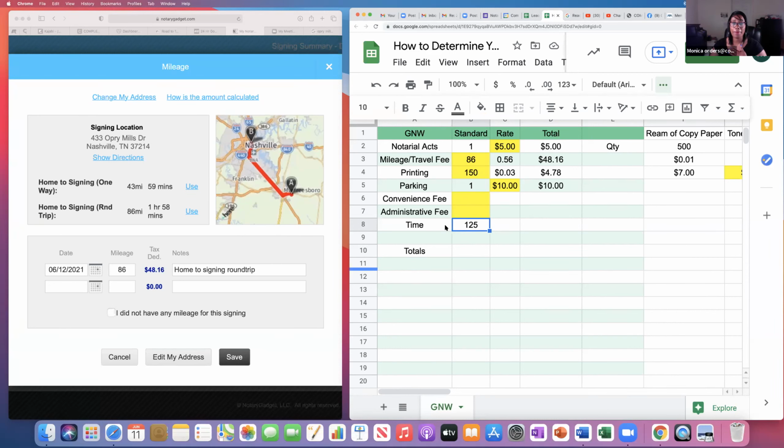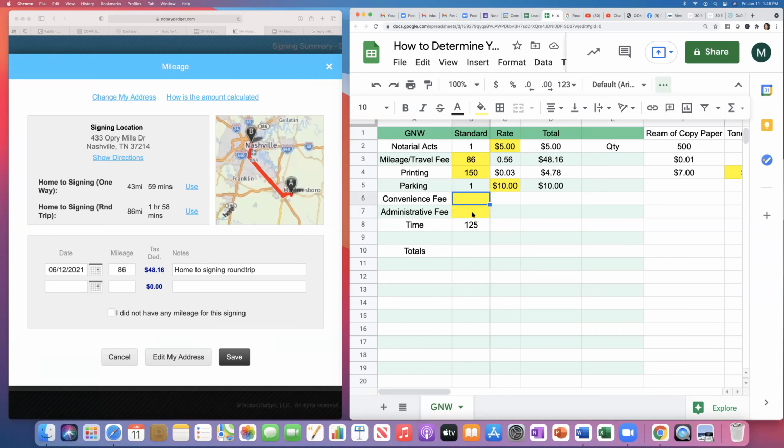So we're not trying to beat Notarize on price, but what we are going to do is use companies like Notarize as a market benchmark to know where we need to make our adjustments, okay? So if you haven't checked for your convenience fee or administrative fee yet, definitely do that.